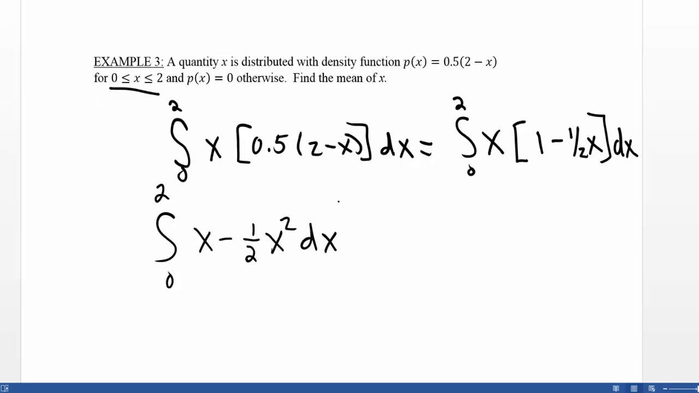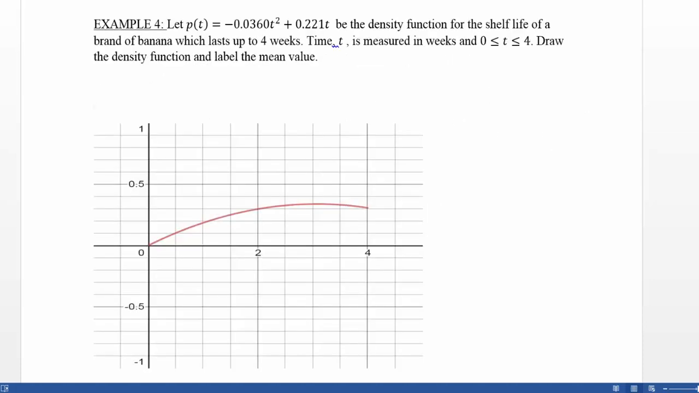Again, this is a definite integral, so I can plug this into my calculator. When I plug this in, I get 0.6 repeating, so rounded to two decimal places I get 0.67. So again, the average of all the weighted values on this distribution gives us a mean of 0.67. Let's try one more.